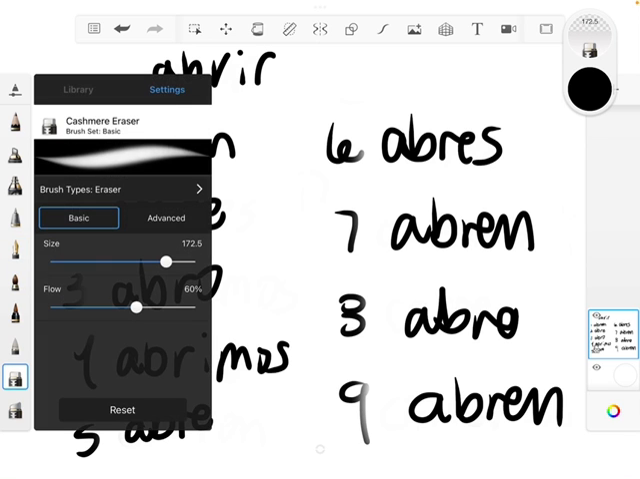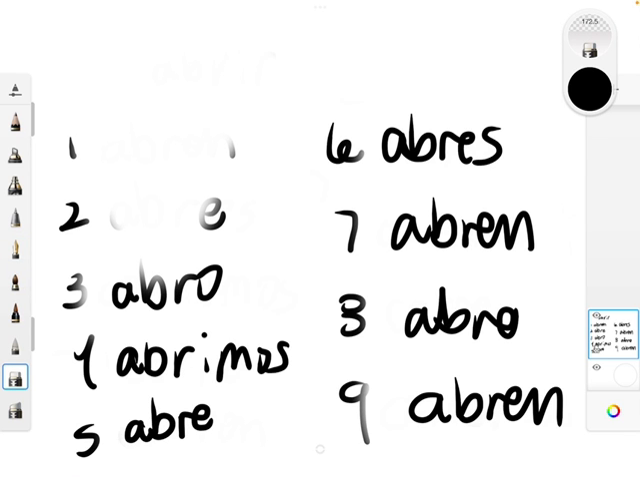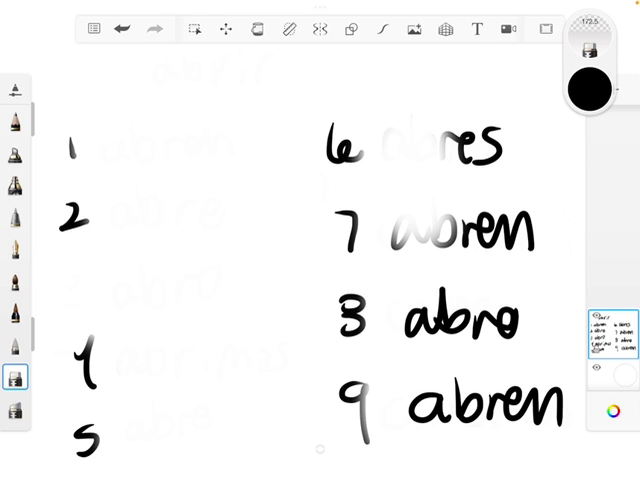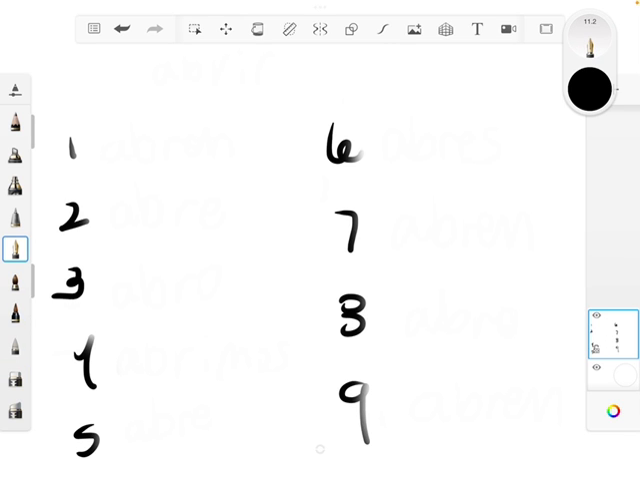Okay, and finally, last one, aprender, which means to learn. Abrir means to open. I don't remember if I said that. Abrir means to open. Okay. Aprender, to learn.